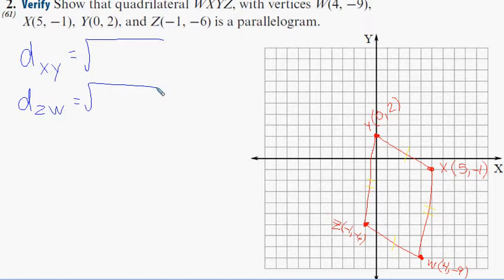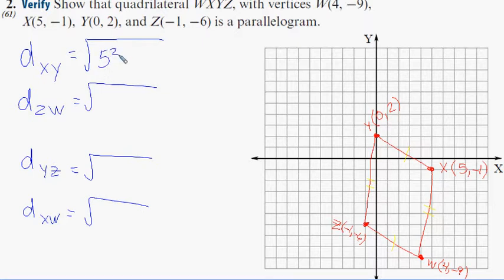Then I'm going to do the ones that are more vertical, which is the distance of YZ, and then the distance of XW. And if I can show that these two are congruent and the top two that I have here are congruent, then I'm going to be good. All right? So XY, we're going to take the X values, 5 minus 0, and square it, which is 5 squared. And then I've got -1 minus 2, which is -3 squared. So if we finish that, that gives me 25 plus 9, which is the square root of 34.